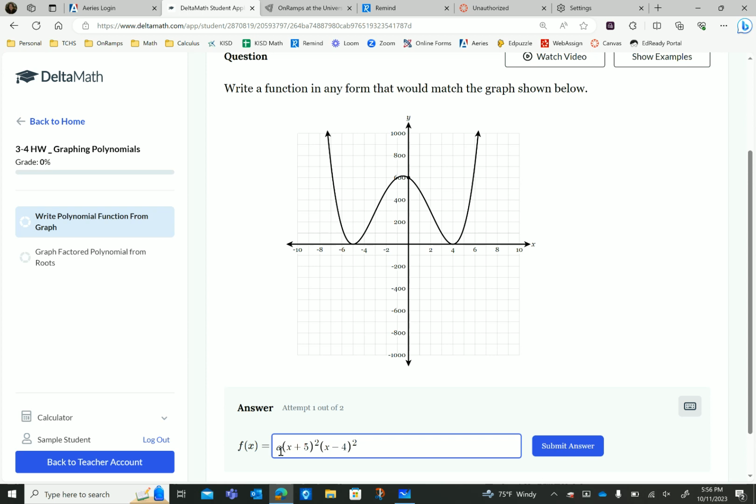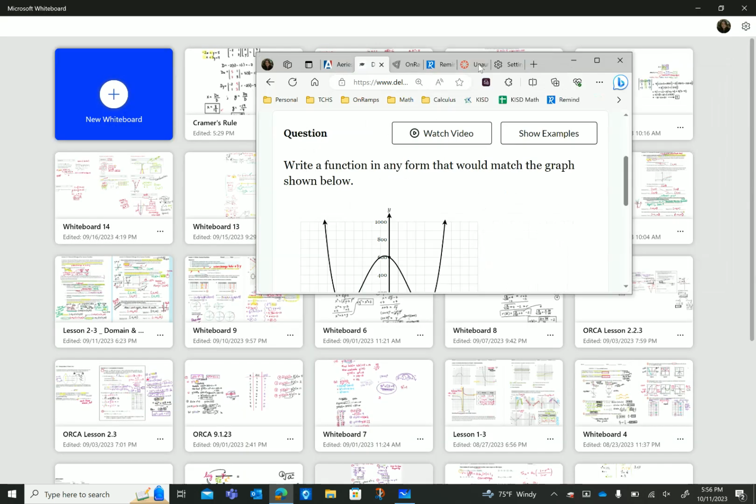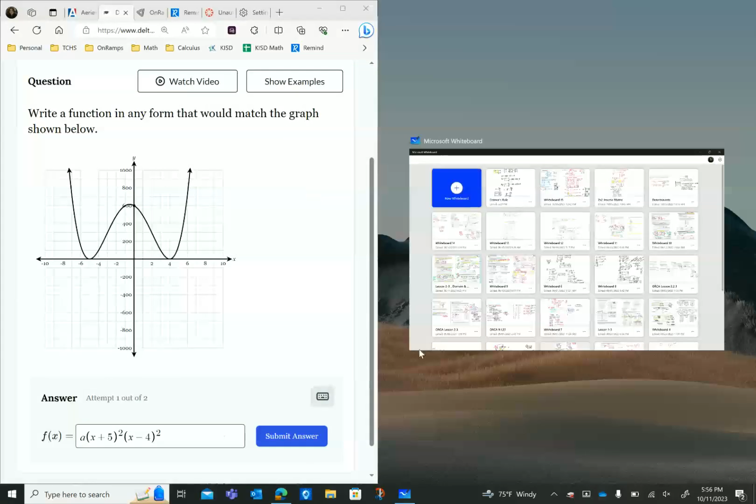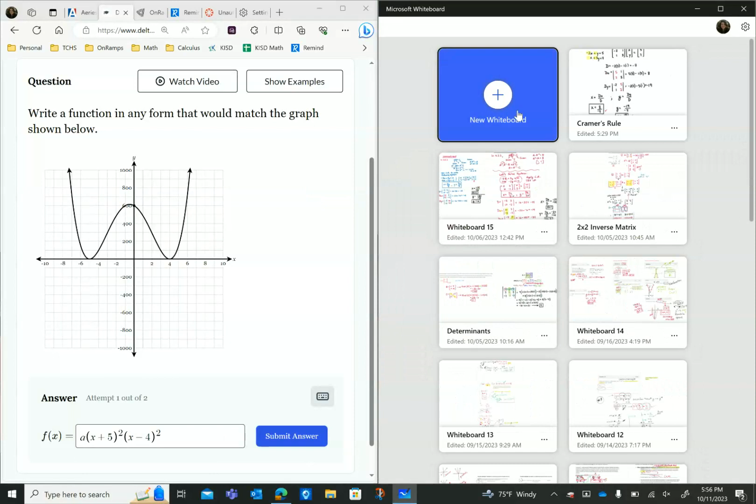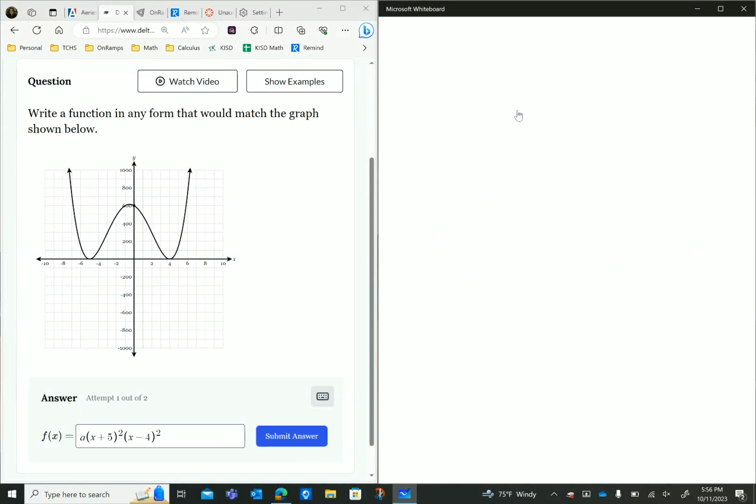Now, our job is to find the leading coefficient a. They gave us the y-intercept of 600, and 600 has an x value of 0. So (0, 600) is my y-intercept. Let's see if I can split screen this and use my whiteboard. We are going to do some math.